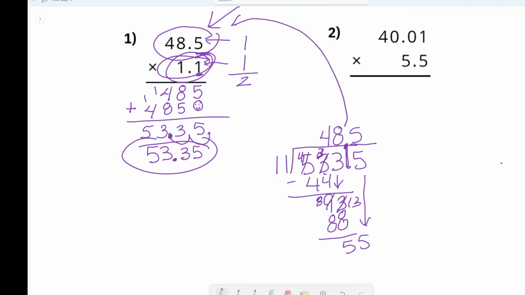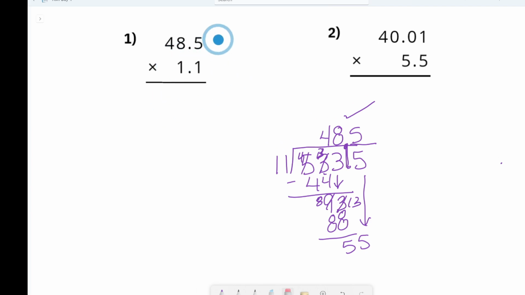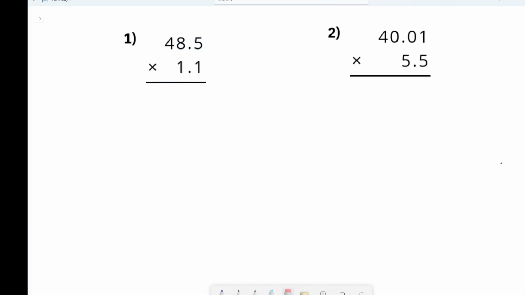And then our answers match. We are correct. All right. So we have multiplied, we've done inverse operation. We are correct. Move on to the next one. However, we are going to do this again, but we are going to use a different method of multiplication. We are going to use the box method.